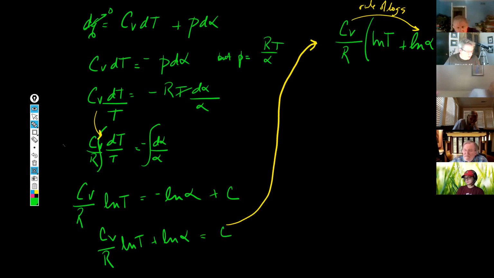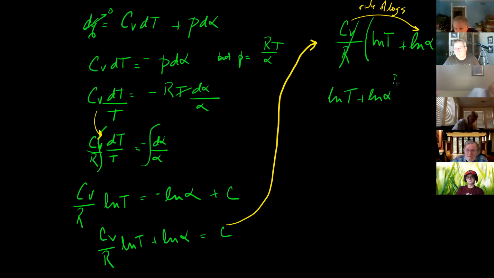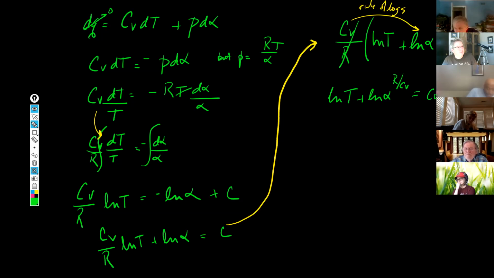Okay, now watch this. I'm going to get rid of this side, which is just going to be a constant, a different constant. I multiply through by a constant. I just changed the value of a constant, because all I really care about is that it's constant.